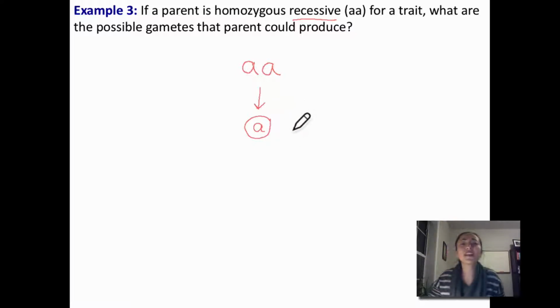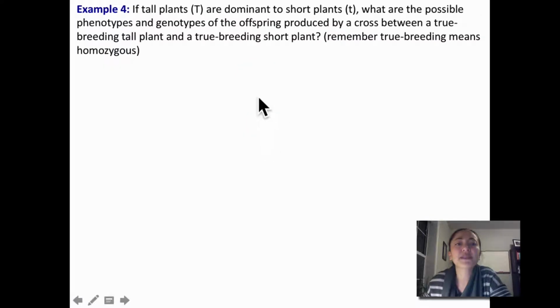With this understanding, it's going to be super, super easy for you to do any type of monohybrid cross, because we're always just going to follow the same steps over and over again. So let's attempt our first monohybrid cross. So example 4, it says tall plants. Oops, let me go back here. It says here that tall plants are dominant to short plants.